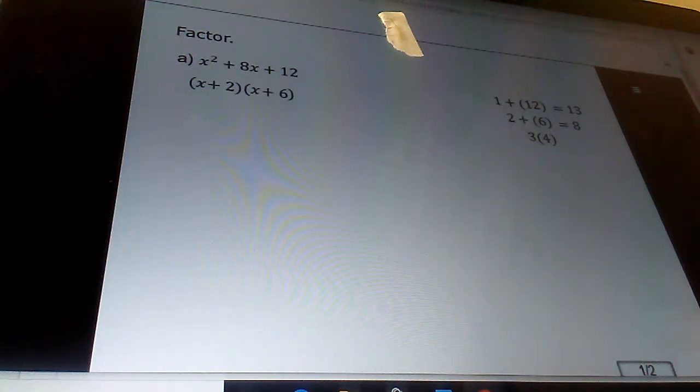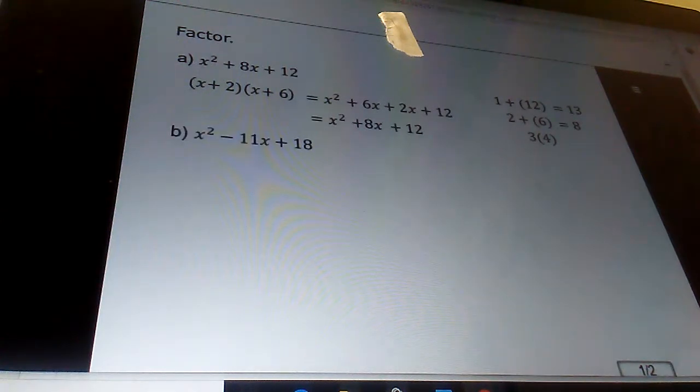To make sure we factored correctly, use the FOIL method to multiply the factors. Multiply the first terms of the binomials. X times x is x squared. Multiply the outer terms. X times 6 is 6x. Multiply the inner terms. 2 times x is 2x. And multiply the last terms. 2 times 6 is 12. Now combine the like terms. 6x plus 2x is 8x. The result is the original trinomial, so we factored correctly.